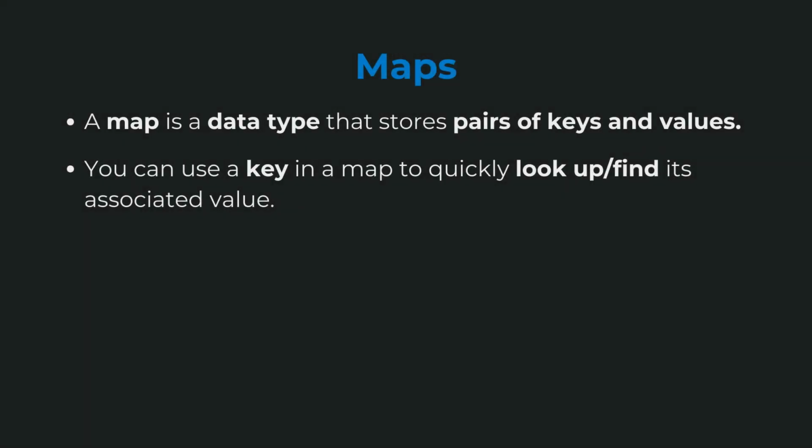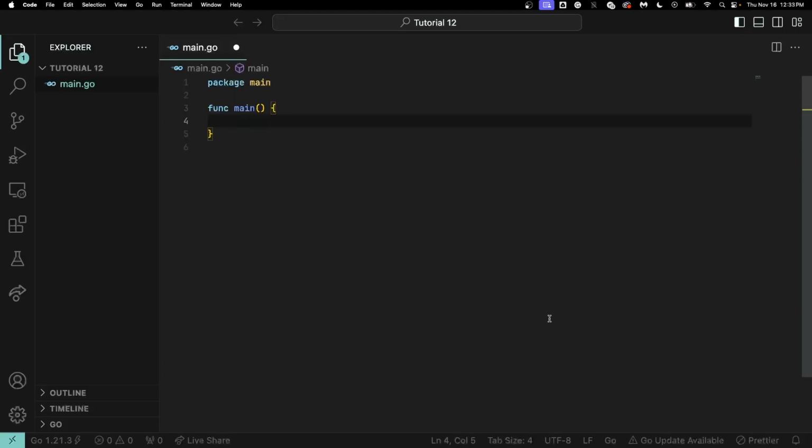So a map is a data type that stores pairs of keys and values. We can use a key in a map to quickly find its associated value. So now we're going to create our very own map.